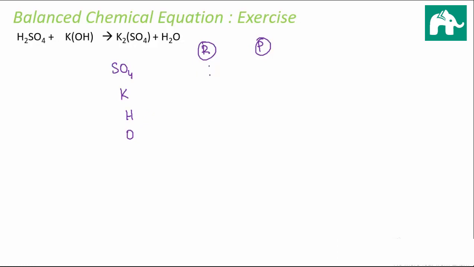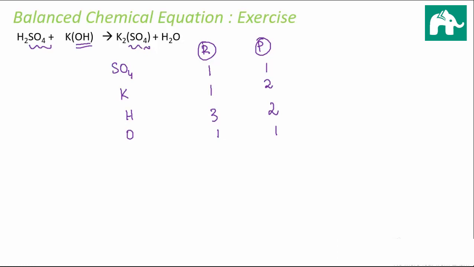So sulfate is 1 on the reactant side and 1 on the product side. Potassium is 1 on the reactant side and 2 on the product side. Hydrogen is 2, not 2 but 3 on the reactant side and 2 on the product side, and oxygen is 1 on the reactant side and 1 on the product side. Now here you may ask a question: why is OH not considered as a polyatomic? That is because OH is present only on the reactant side and not on the product side. So only when a polyatomic is present both on the reactant and the product side, just like sulfate here, only then it is considered as a polyatomic. Otherwise, it is not counted as a polyatomic.